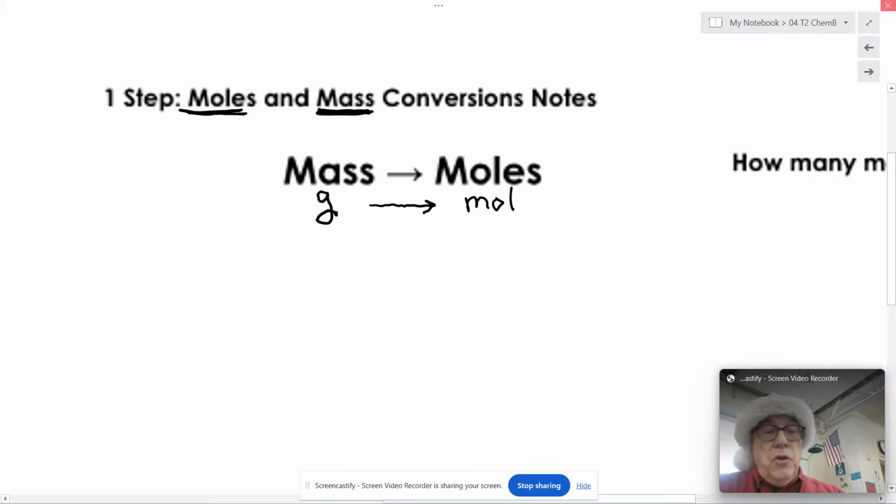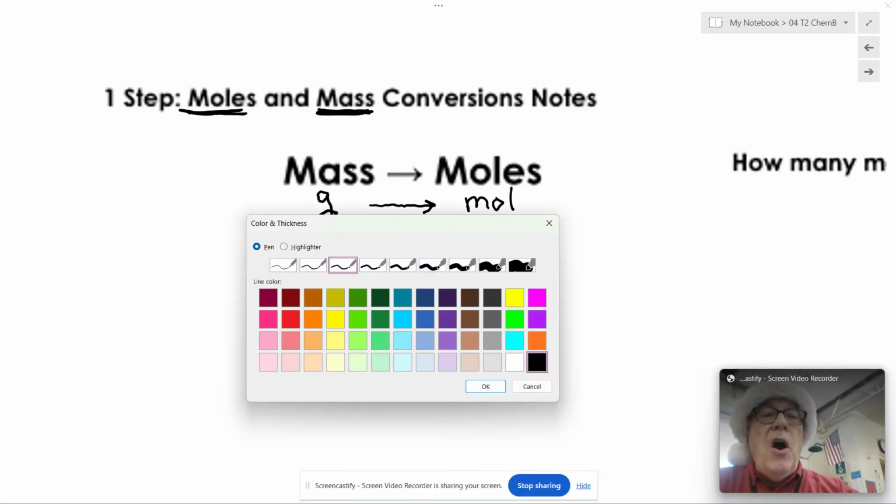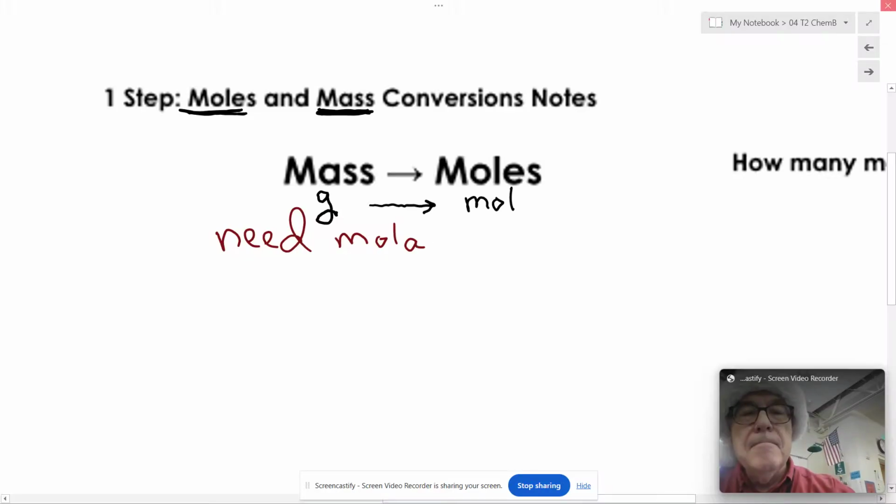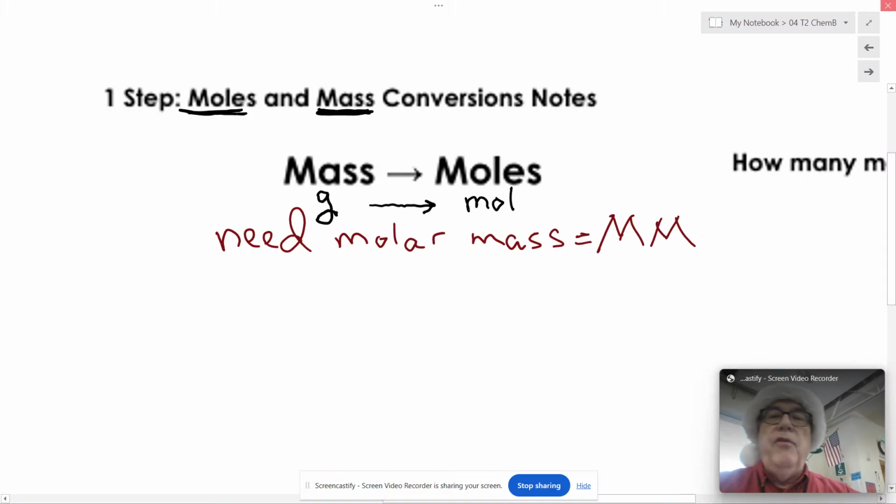Now, to do this kind of problem, you are going to need molar mass. So don't forget, you're going to need, need should start with an N, you're going to need molar mass. And I'm going to abbreviate molar mass with a capital M for molar mass.